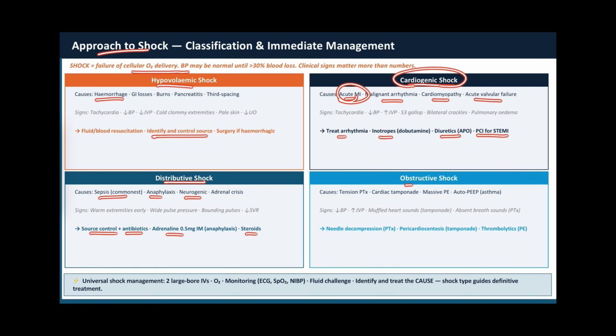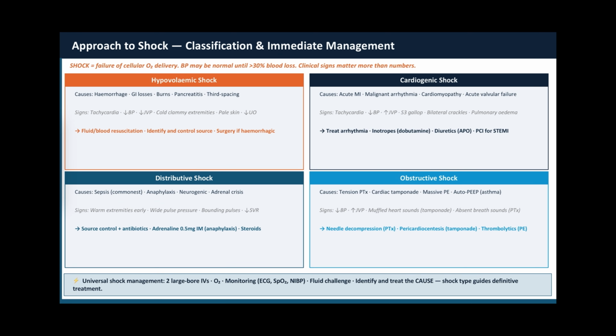Finally, the one is the obstructive shock. Obstructive shock is caused by tension pneumothorax, cardiac tamponade, or massive pulmonary embolism. For tension pneumothorax, you do the needle decompression, and for cardiac tamponade, you do the pericardiocentesis. And for pulmonary embolism, if it is massive and if it is causing hemodynamic instability, that is the obstructive shock, then you must go and do the thrombolysis in these patients.